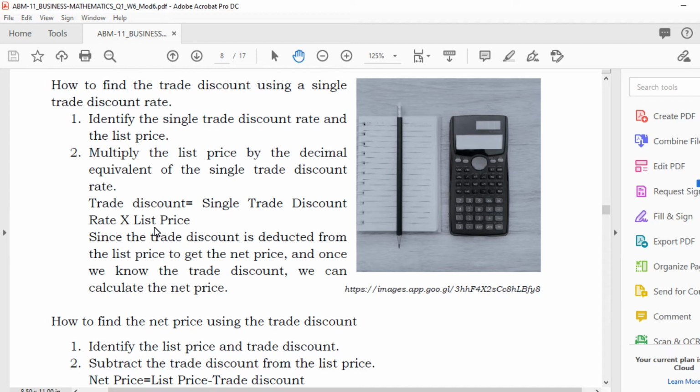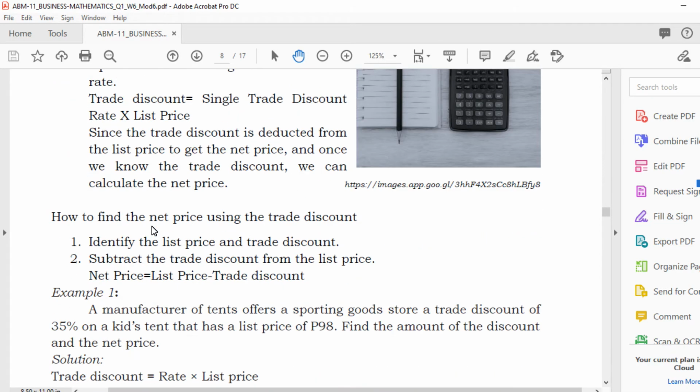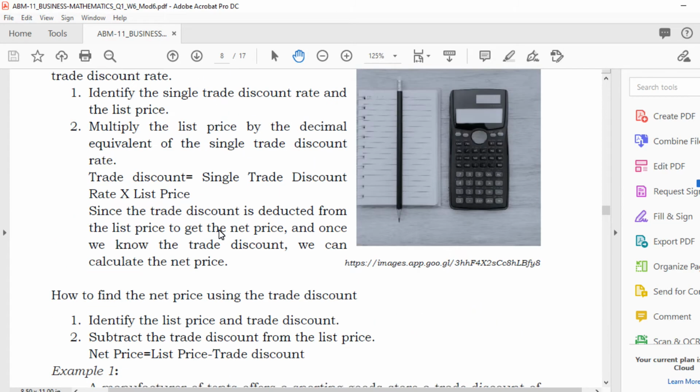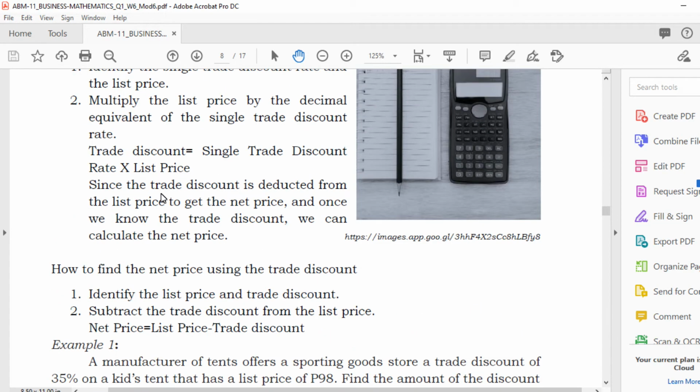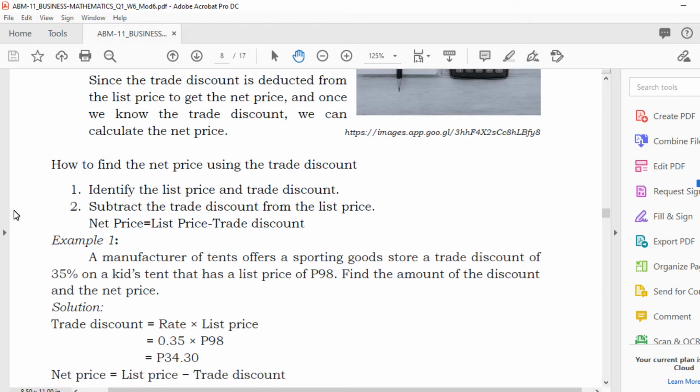Yung list price, yun yung amount ng mismong bibilhin mo. So, ngayon, paano yan? Paano kukunin yung trade discount? Okay, sabi, let's give example.